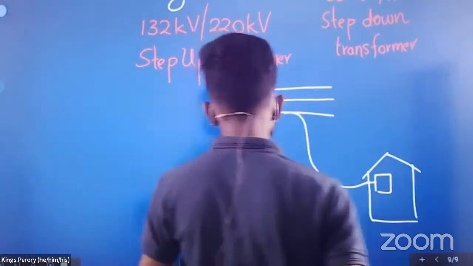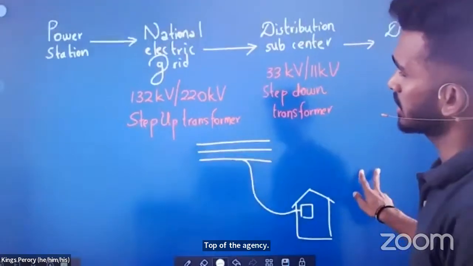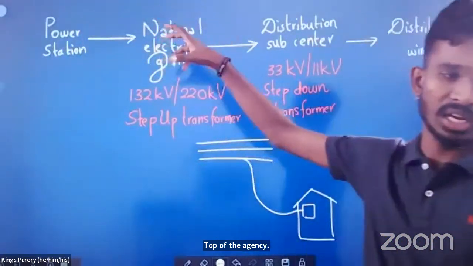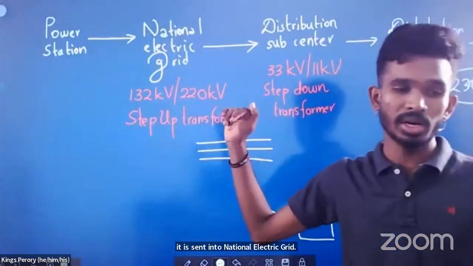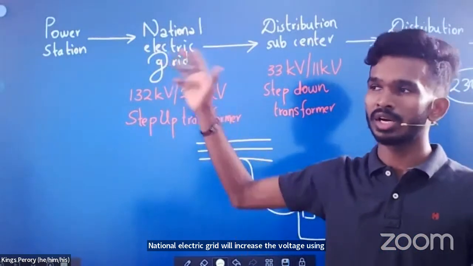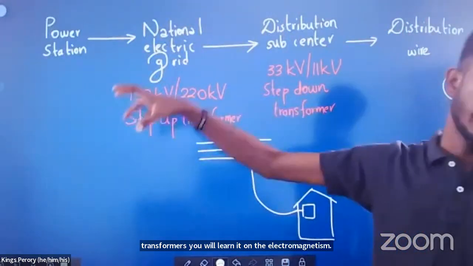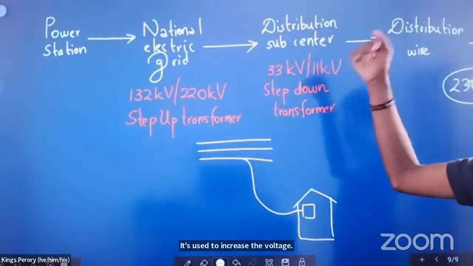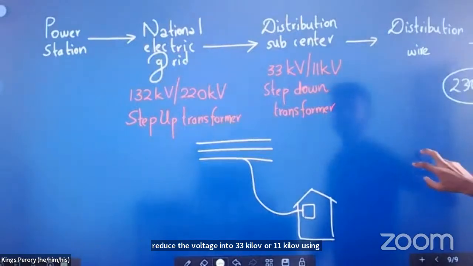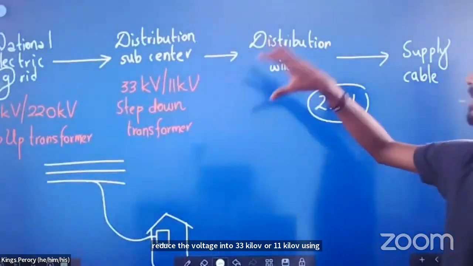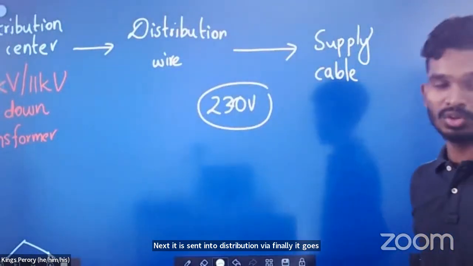So after that, again see. The power station will produce electricity. It is sent into the national electric grid. The national electric grid will increase the voltage using a step-up transformer. Now don't think too much about transformers; you will learn about them in electromagnetism. It's used to increase the voltage. Then they supply it to the distribution subcenter. They will reduce the voltage to 33 kilovolt or 11 kilovolt using a step-down transformer. Next, it is sent into the distribution wire. Finally, it goes into your supply cable. The supply cable is connected to your house.